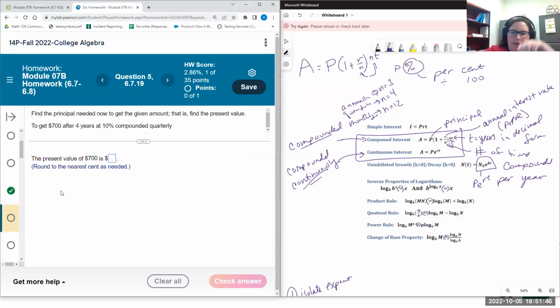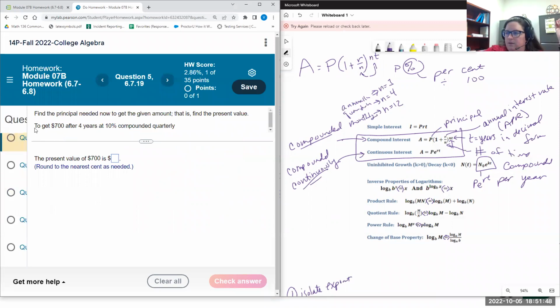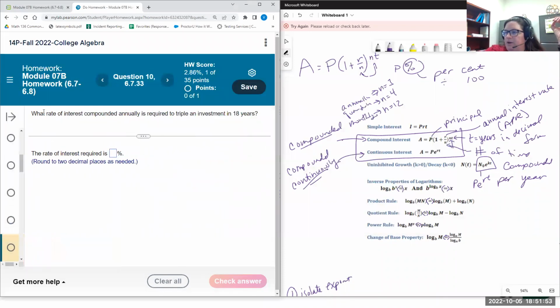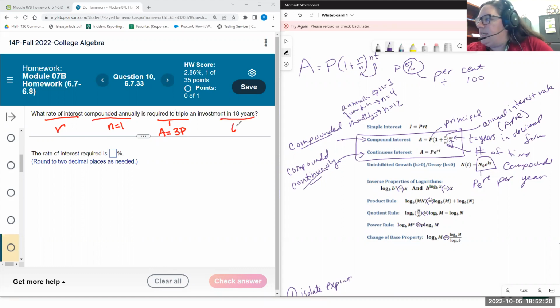Then number 10. Here it says what rate of interest. So that means R is the unknown, compounded annually, so n equals 1, required to triple an investment. So that doesn't tell us, we don't have a principal or an end result, but we do know that A is going to be 3 times P. We want the end result to be triple the principal invested. And then we have T is 18.